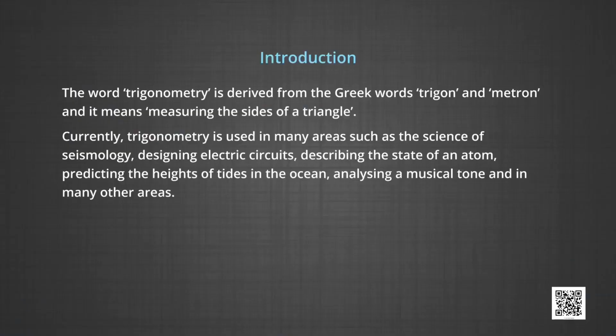First, let us understand what is the meaning of the word trigonometry. Trigonometry is derived from the Greek words trigon and metron, and it means measuring the sides of a triangle. There are many areas such as the science of seismology, designing electric circuits, describing the state of an atom, predicting the height of tides in the ocean, analyzing the musical tone, and in many other areas trigonometry is applicable.